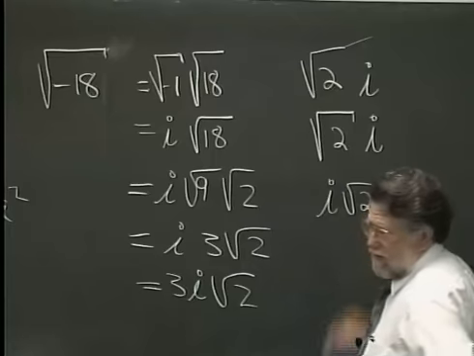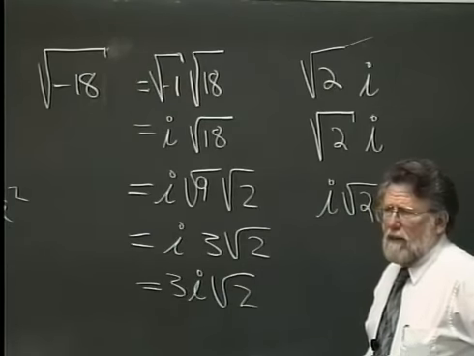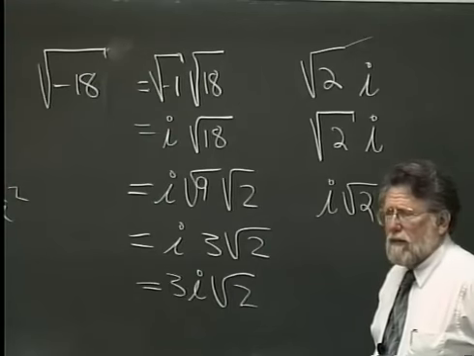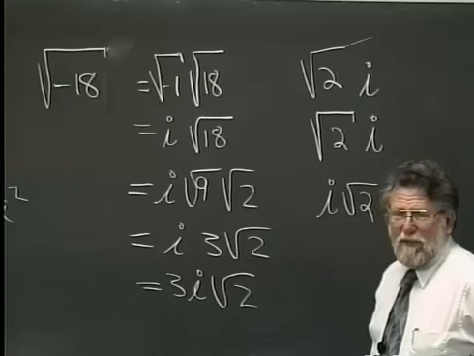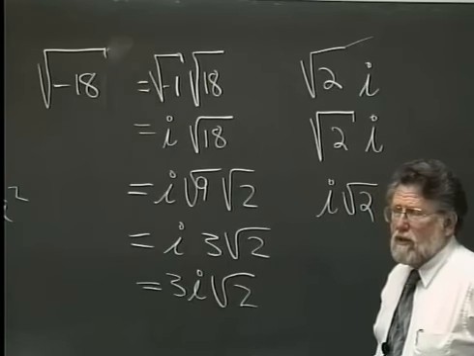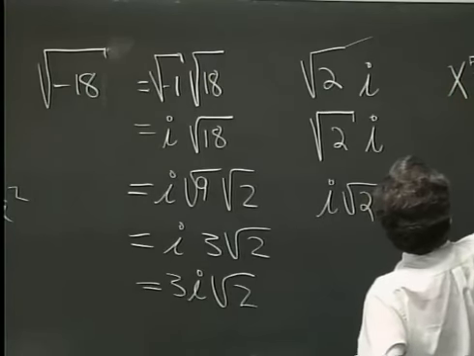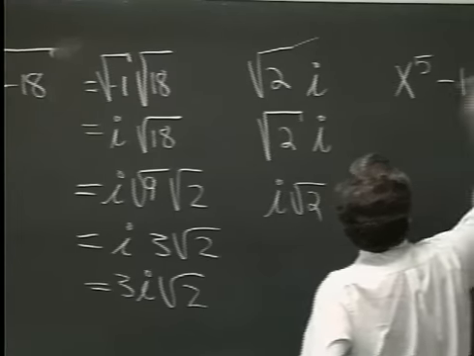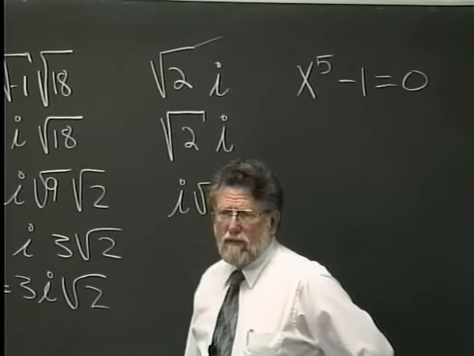You put the i in front, and that's considered better form. Now, I mentioned yesterday, I think it was yesterday, about taking an equation like this and arguing that there were 5 solutions to that equation.